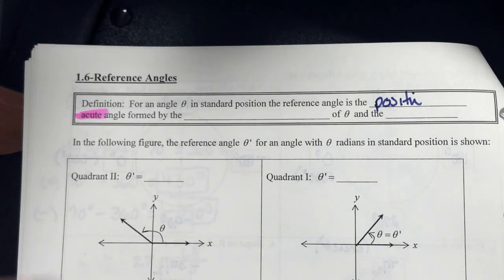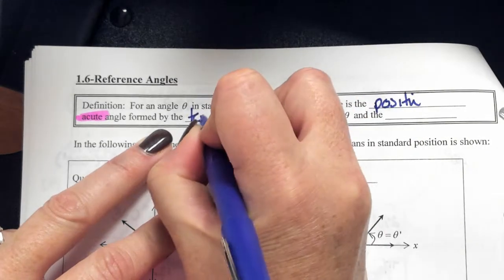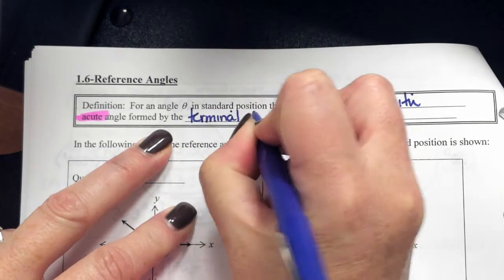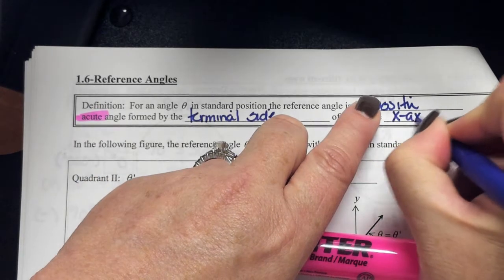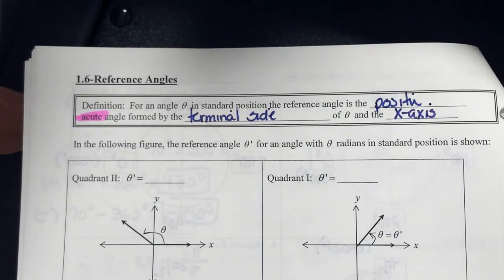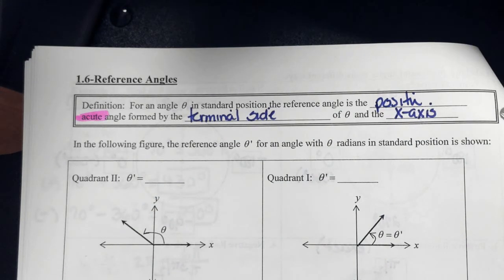So reference angles always are positive and acute. And they're formed by the terminal side of theta and the x-axis. So what you're doing, you're no longer just using that one planted side, the initial side of the angle. You're finding the distance between the terminal side and the x-axis. That's what the reference angle is. And that's why it's positive. When we talk about distance, we're always talking about positive.